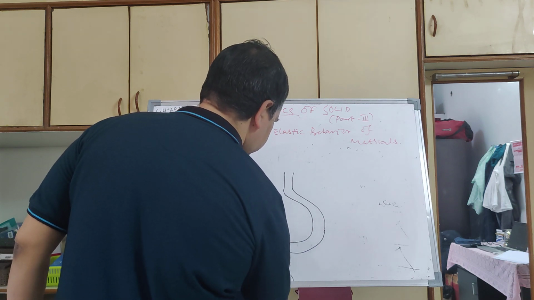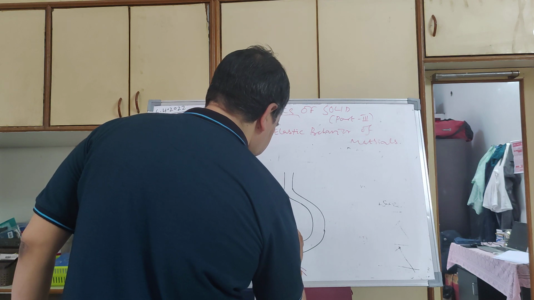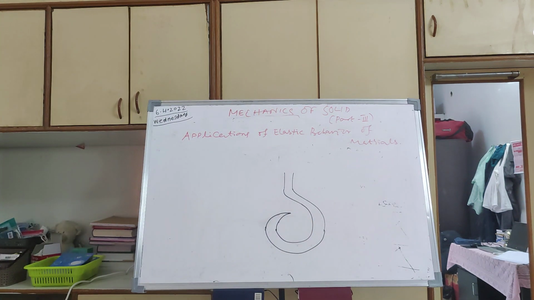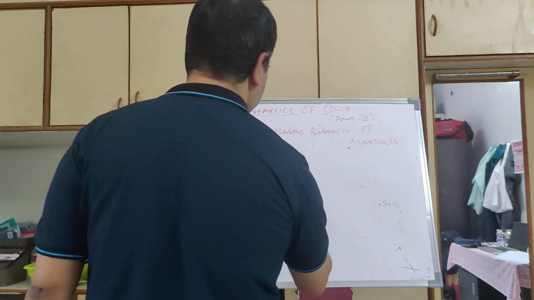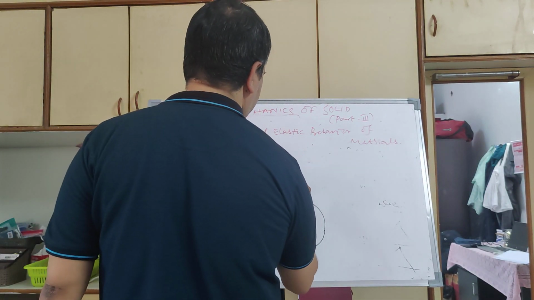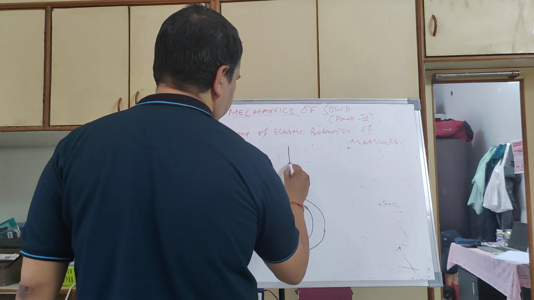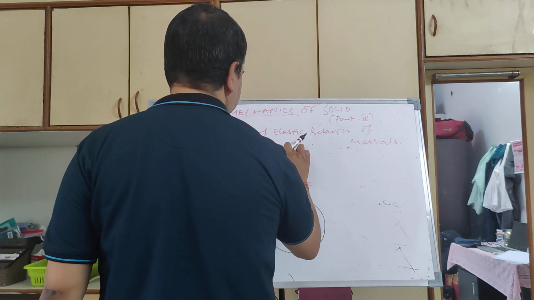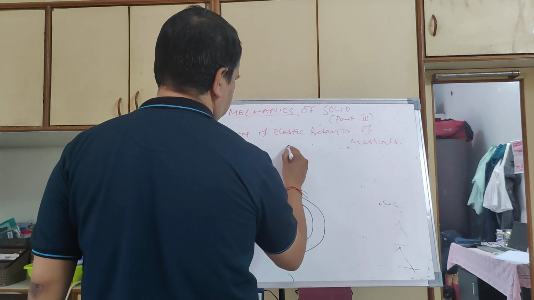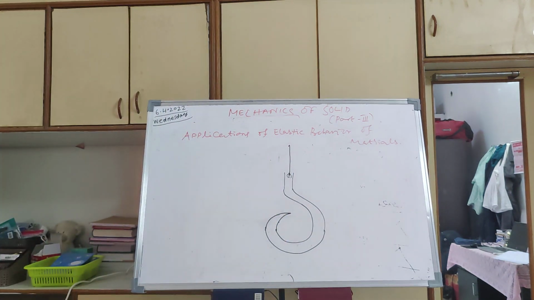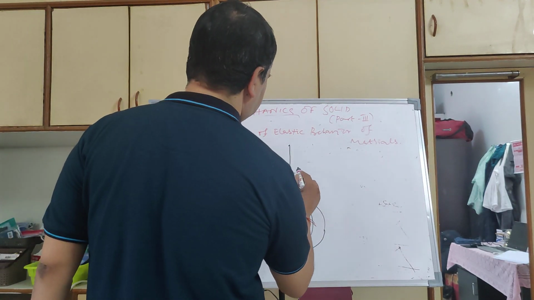So let us say this is my crane hook. On this crane, let me say there is some kind of rope. So this is a metallic crane and there is some kind of rope.